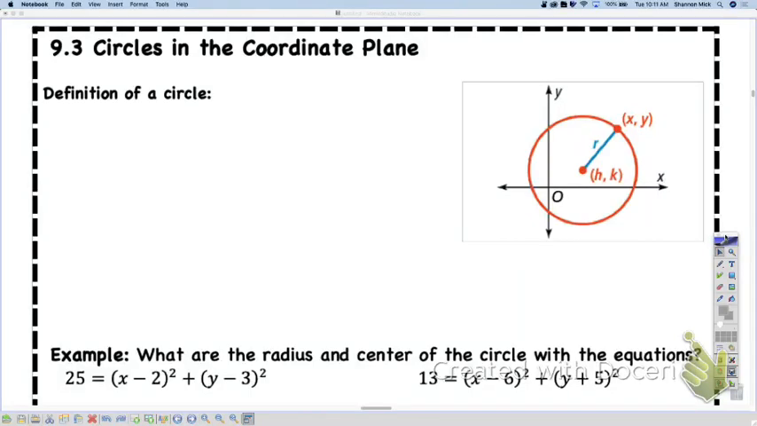Okay, so as Jaden pointed out, we did skip over 9.2. We're only doing 9.1 and 9.3 in this topic. We're not doing any more than that. So we're on 9.3, circles in a coordinate plane.